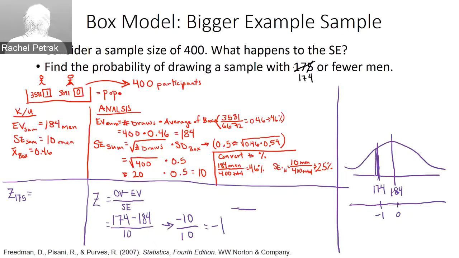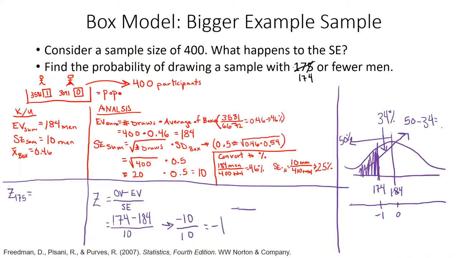Then that's the probability that is outside of this portion of the distribution, right? We know that within one standard unit is going to be 34%, and that below the mean in total is always 50%, and there's 50% on the other side. So to get this proportion here, we can take 50 minus 34, and we know that is 16%. So there's a 16% chance of drawing a sample with 174 or fewer men.